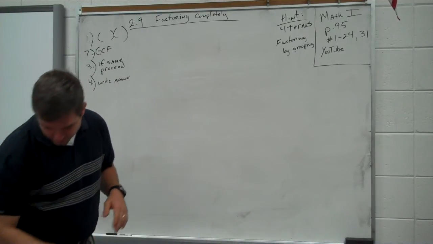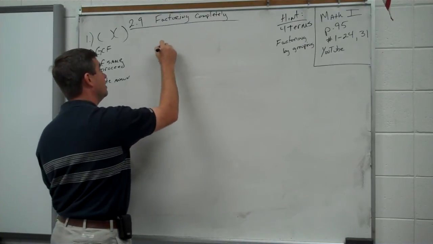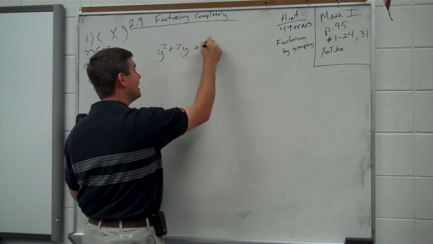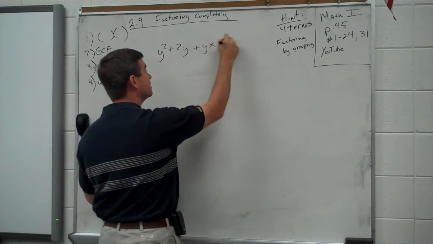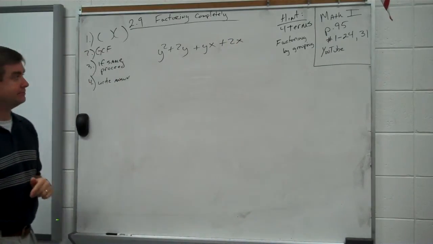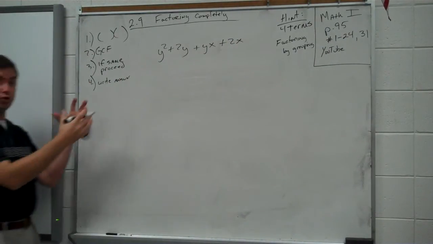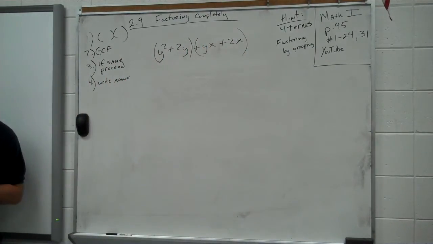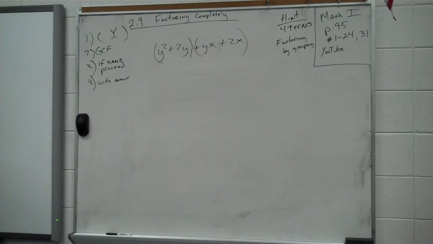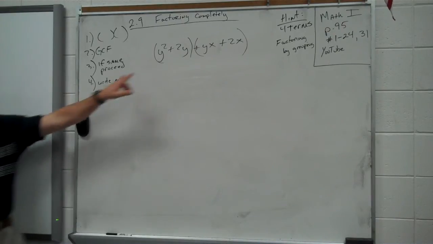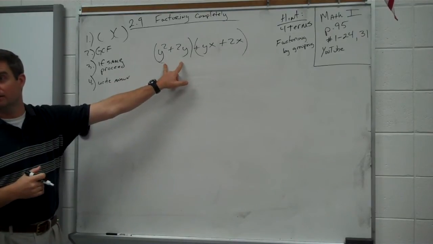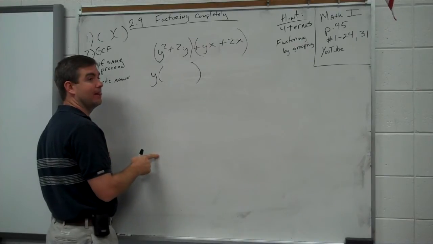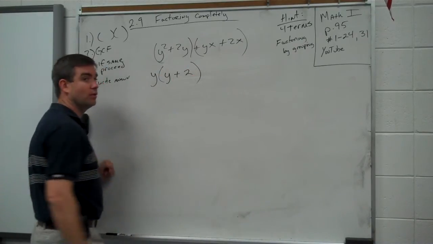Here's example 2. Y squared plus 2y plus yx plus 2x. First step, Anna. Parentheses, group. Group these two and group these two. Okay? That's your first step. Boyd, what now? What's the GCF of my first parentheses here? Y. And what's left inside, Boyd, when I pull out a Y? Outstanding. Very good. Y plus 2.